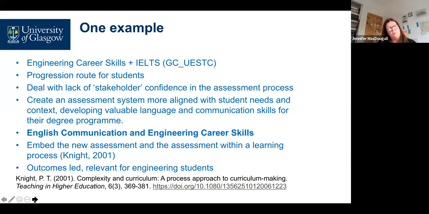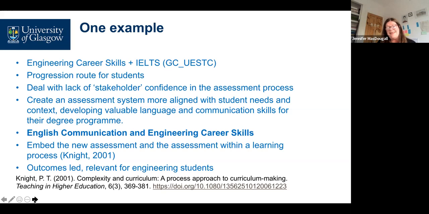So we build up to this course. This is their final course. We found a course that already existed, which was called Engineering Career Skills, which most engineering students take a course like this across the world, as far as I know, certainly in the UK. And we developed this course and changed it, adapted it, and made it a course called English Communication and Engineering Career Skills. So we made the course bigger and we made it more linked to communication.